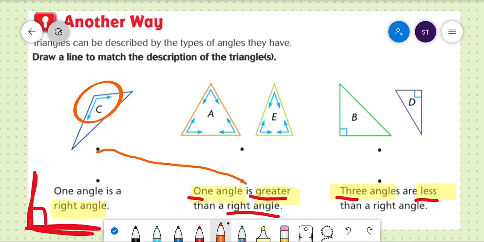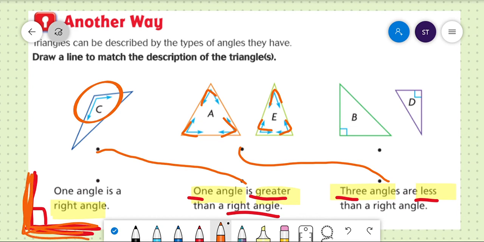Now let's look at the middle triangles A and E. All of these angles are, let's see, can you figure that out? Are those angles a perfect right angle? Are they greater than a right angle, or are they less? Yes, they are smaller or less than a right angle. Remember, a right angle makes a perfectly square corner.